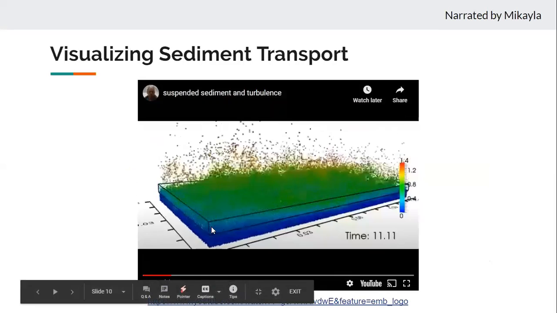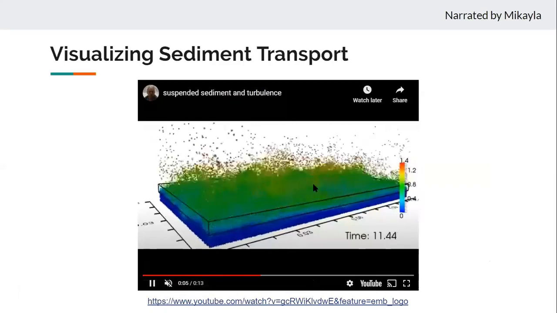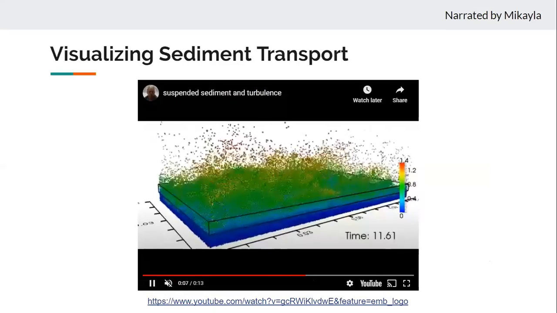Here you can see the bed load moving along the surface of the river bed, along with the suspended load of sediment along the river flow.